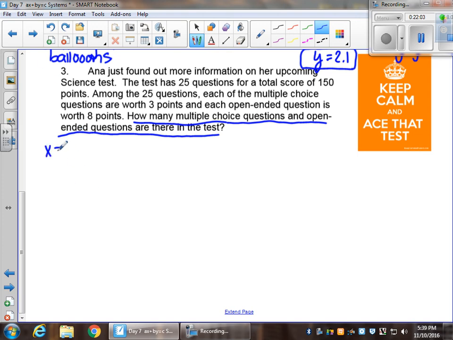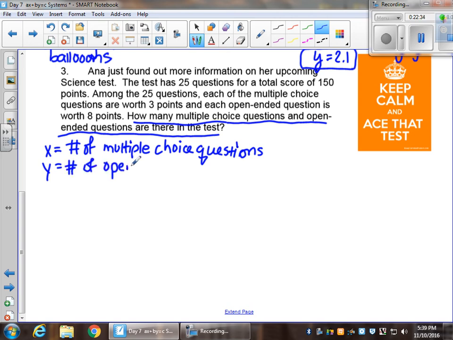So x equals, y equals. How many multiple choice questions? That's an unknown. So let's let x equal the number of multiple choice questions. What's the other unknown? How many multiple choice and open-ended. So y is the unknown number of open-ended questions.